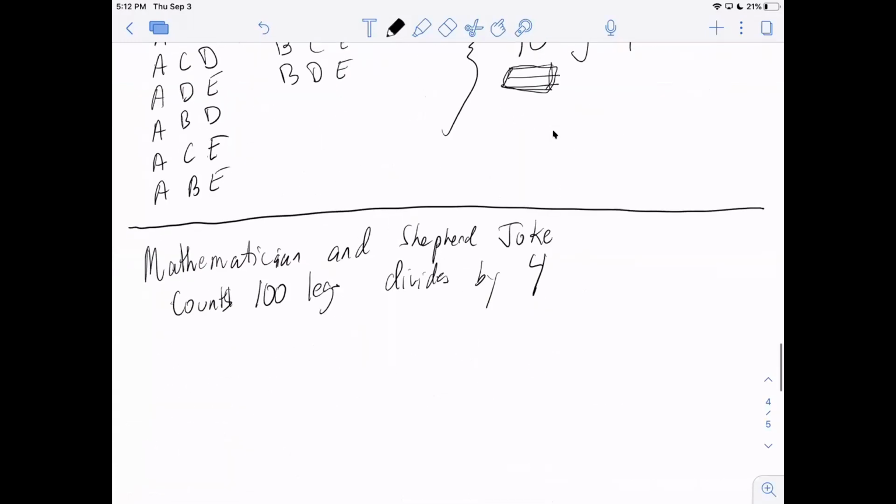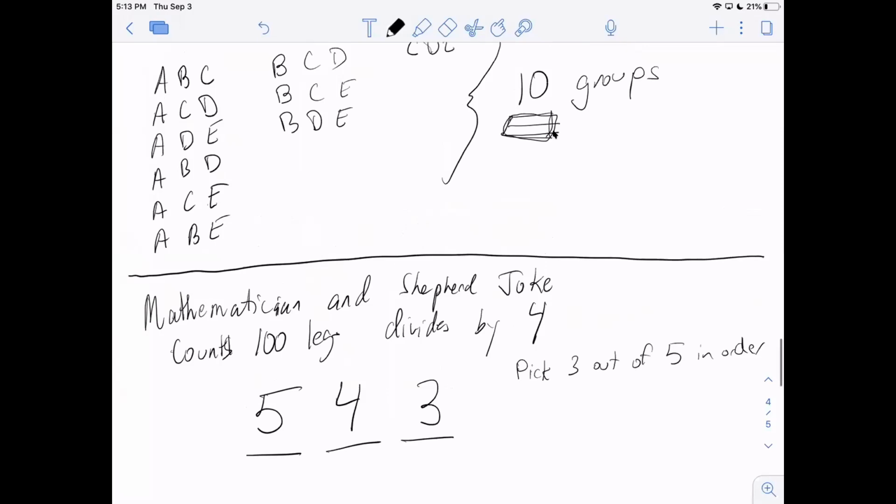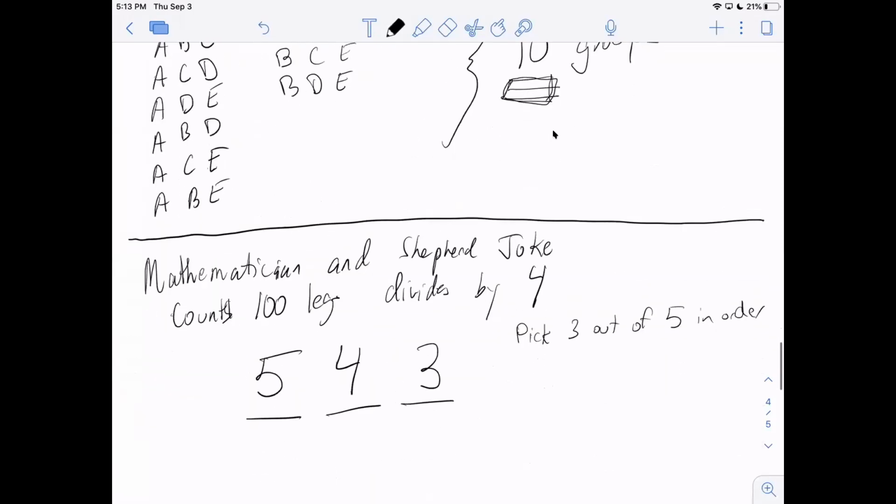That's just 5 times 4 times 3. This is the number of ways to pick 3 people where the order matters: pick 3 out of 5, in order. Now that's going to give us a pretty big number. What is that? That's 60 overall. So this is equal to 60.